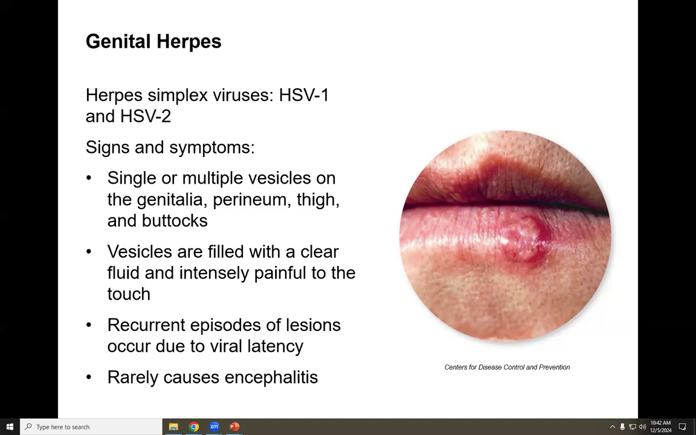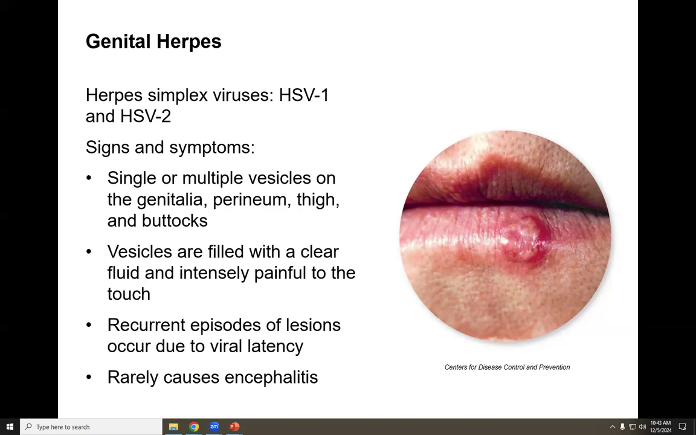So wherever you're exposed, the closest nerve is where they can hide out and then re-express themselves as really very painful vesicles, usually in the groin region. If this is genital herpes or oral herpes, it's still the same viruses that can cause this. It's just on a different nerve, right? It's near the mouth instead.